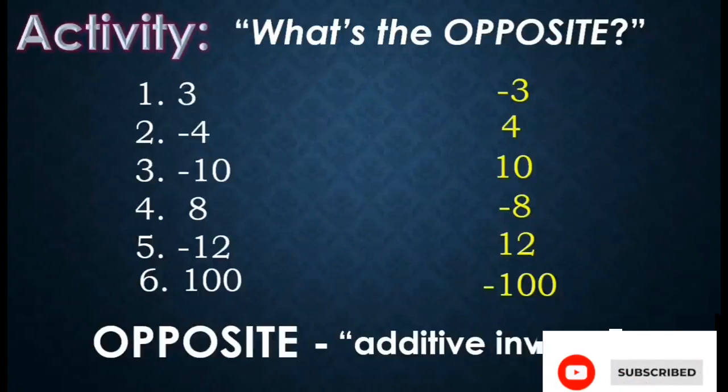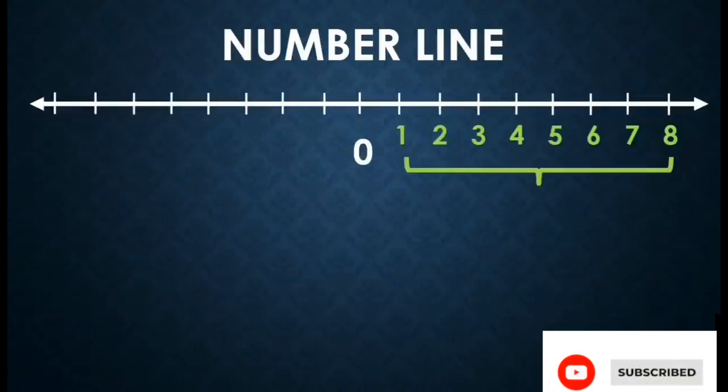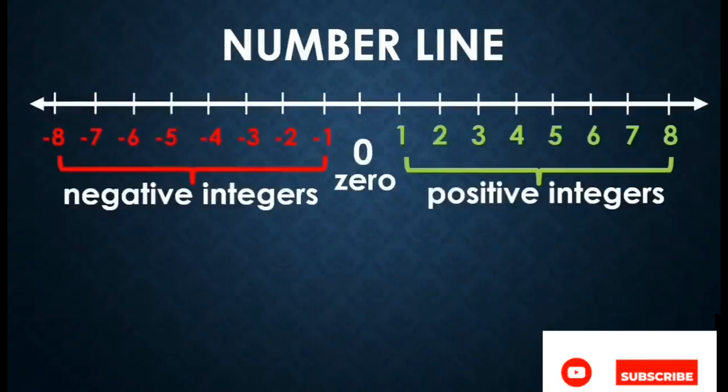Always, the summation of additive inverses is 0. Let us go to see the number line of integers.